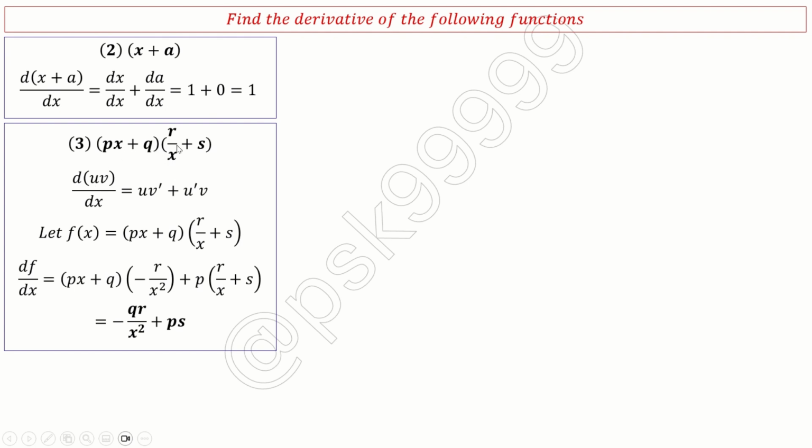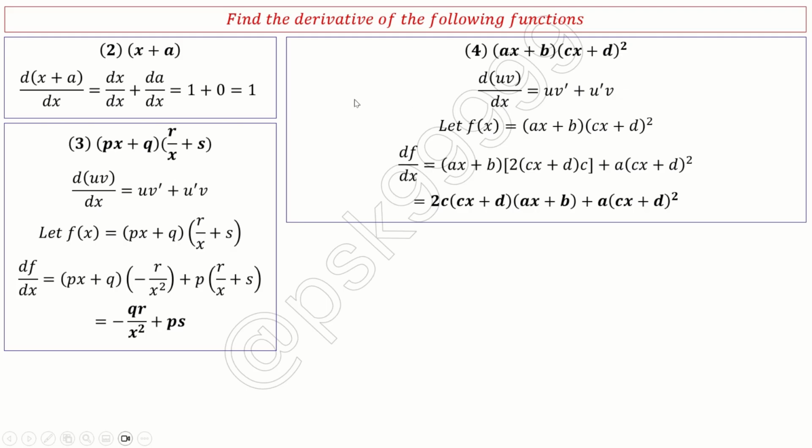px plus q into r by x plus s, you will follow differentiation of uv, which is nothing but uv dash plus u dash v. Okay, so you can do it directly. This is the given function, so (px plus q) into minus r by x square plus p times r by x plus s. Okay, you simplify, you get this: minus qr by x square plus ps. Other terms get cancelled. Okay, so you simplify it.